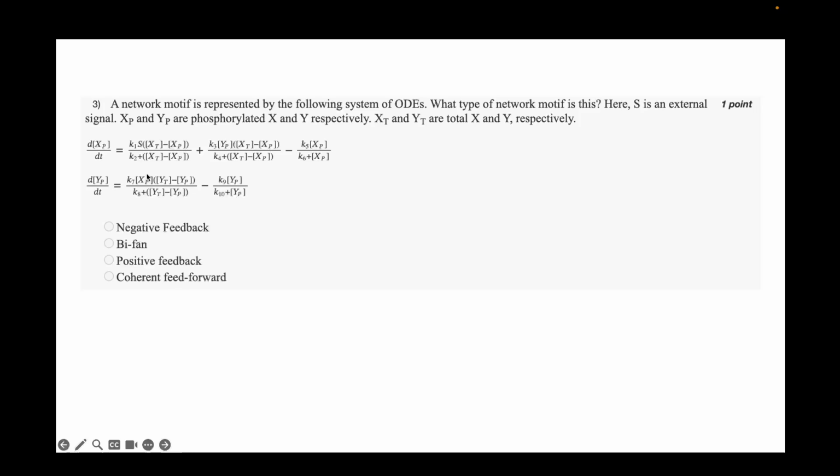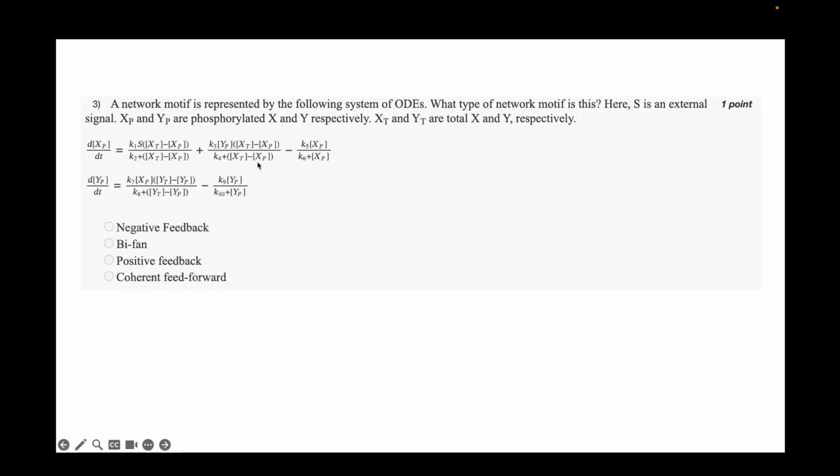XP is also positively regulating YP because this is a positive term here. On the one hand, in dXP/dt, YP is positively regulating XP. In dYP/dt, XP is positively regulating YP, right? And there is no other cross regulation in both of the equations. In XP, only this term contains Y. In dYP/dt, only this term contains X. So there is no other cross regulation.